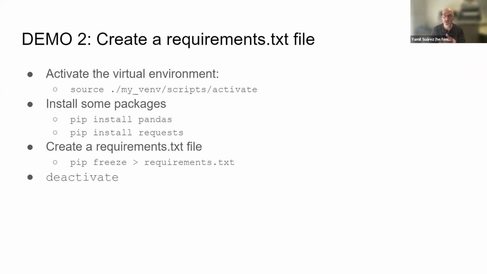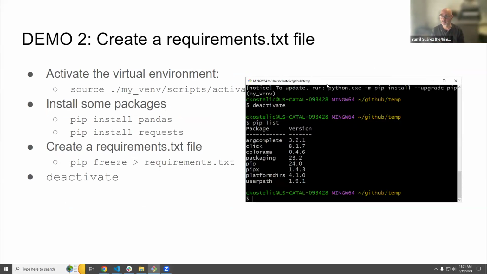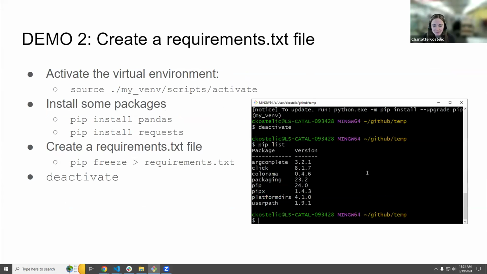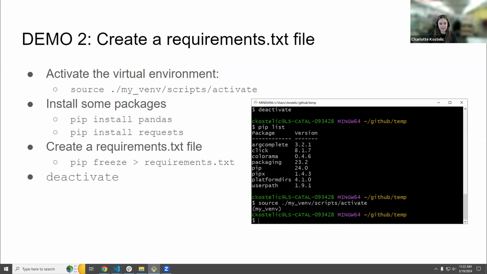So now Charlotte will take over. Another live demo. To create a requirements.txt file, first I'm going to activate my virtual environment again. The problem with live demos is people get to see that I can't spell. And I'll install a few more packages.